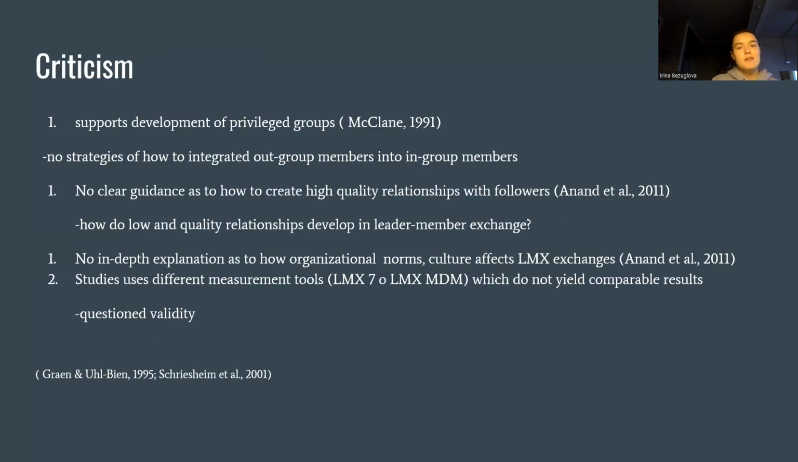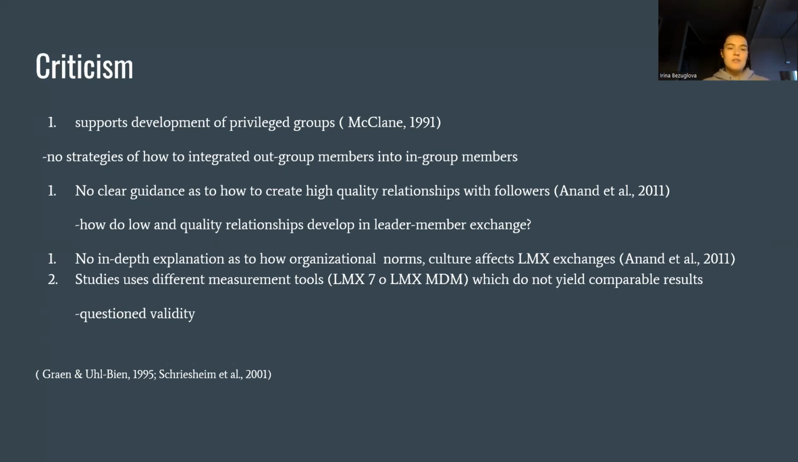And then there's a couple of criticisms that also make sense. For example, although LMX theory was not developed to create inequalities, it does support the development of privileged groups, such as the in-group or the out-group. And it doesn't specify what strategies a leader can use to integrate the out-group members into the in-group. That is problematic because the theory explains that we should try to give our attention to the out-group, but does not specify how exactly we should do that.